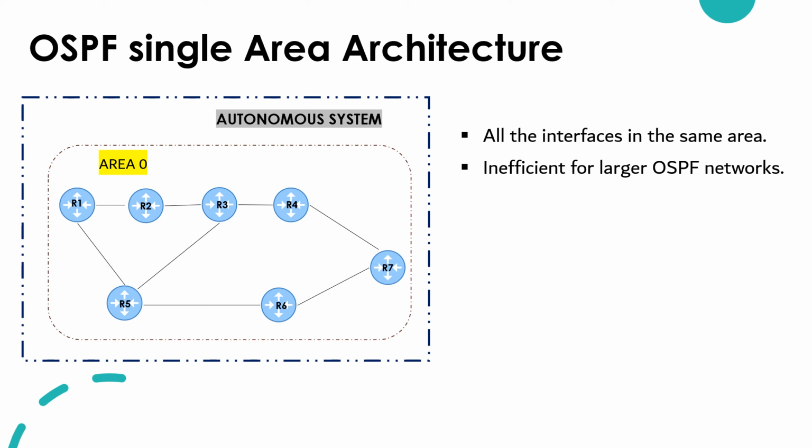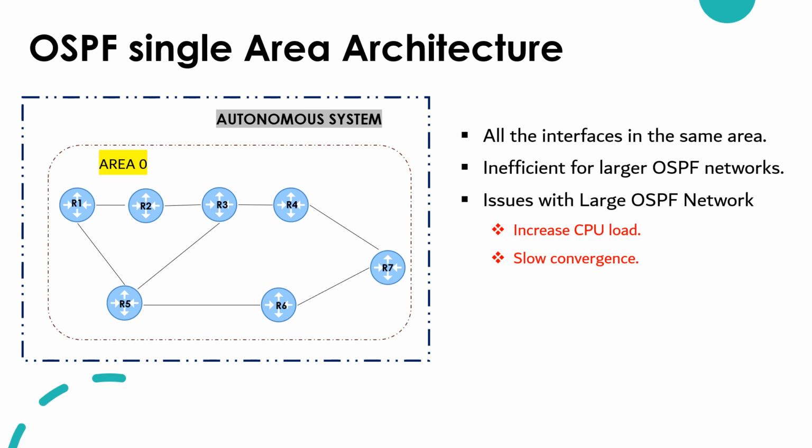So imagine an enterprise network with 500 routers rather than 7 and several thousand subnets. There will be issues. Issues with a large OSPF network are, for example, the CPU time to run the SPF algorithm on all the topology data will take time, increasing CPU load on routers. As a result, the convergence will be very slow. The routers might run low on RAM as well. A larger topology database requires more memory on each router, that is, increased memory requirement.